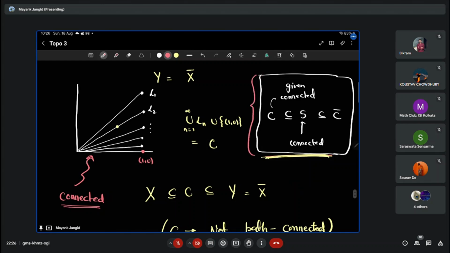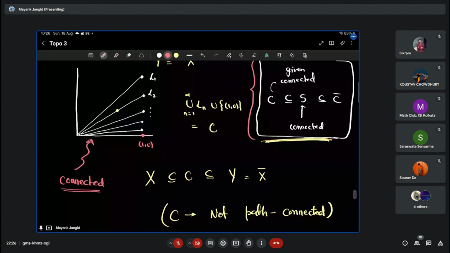You can actually construct many more examples like this. You take C to be connected, take its closure, and somehow remove points so that it lies between C and its closure, and so it still remains connected, but it somehow lost its path connectedness. So that is the main idea. Showing that this space is not path connected requires some time which we don't have right now. So I think I will stop at this point. If you have any questions, you can ask right now.